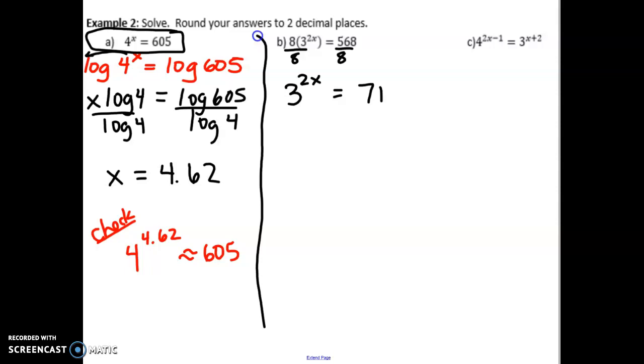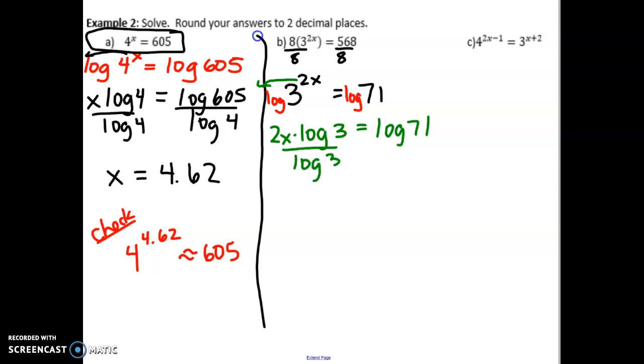So instead, we'll add a log to the front of each. And I like to just kind of squeeze them in there instead of writing it out again. So we get log 3 to the power of 2x equals log 71. What can I do with that 2x? Bring it to the front, exactly. So we get 2x times log 3 equals log 71. Okay. How do I get rid of the log 3? Divide it out, exactly. Divide by log 3.